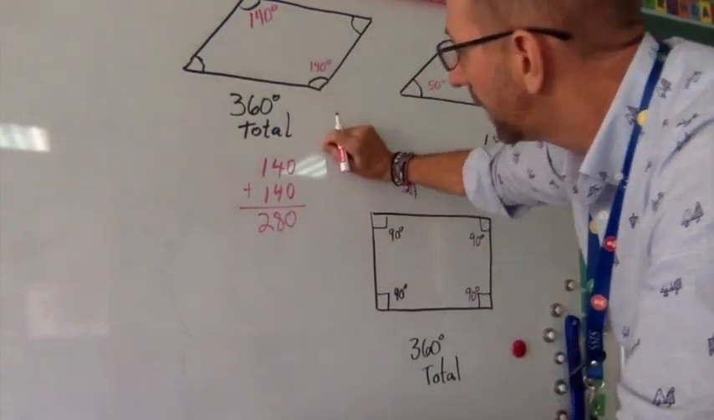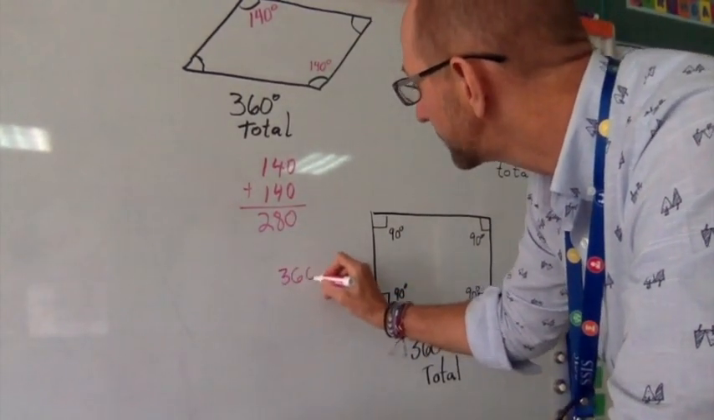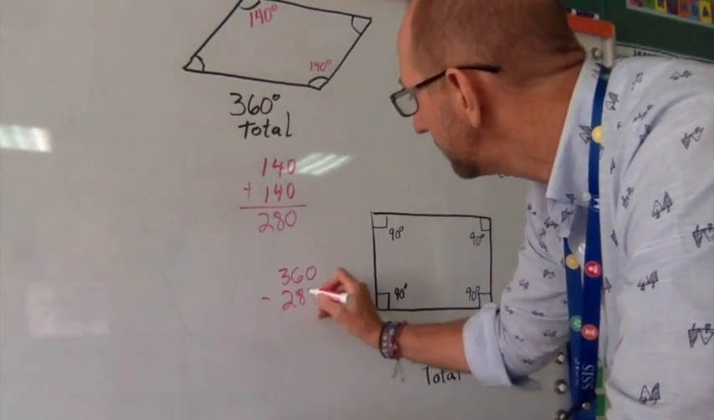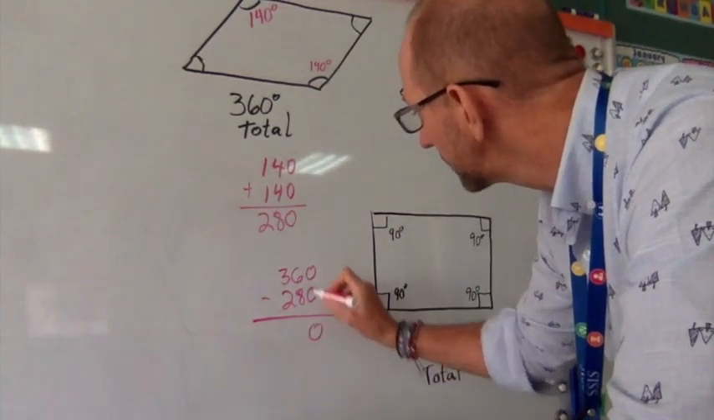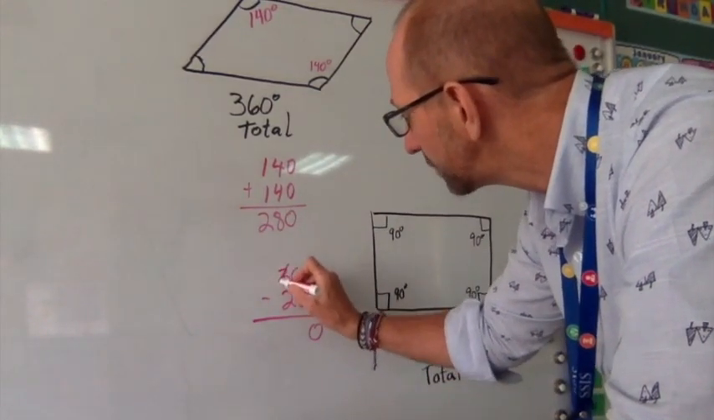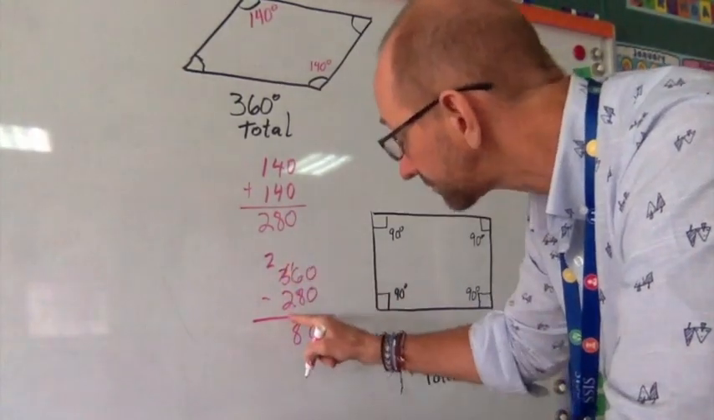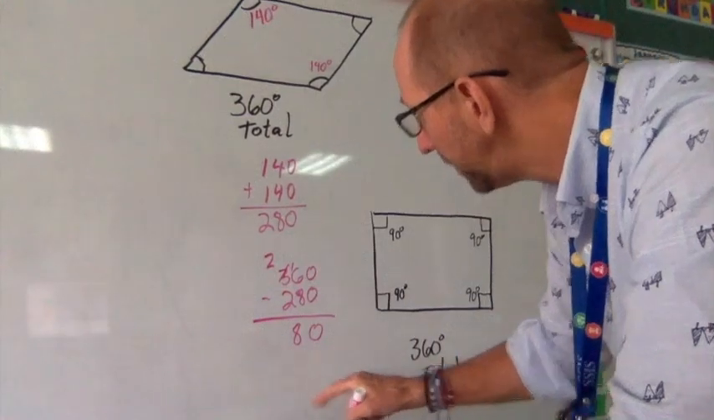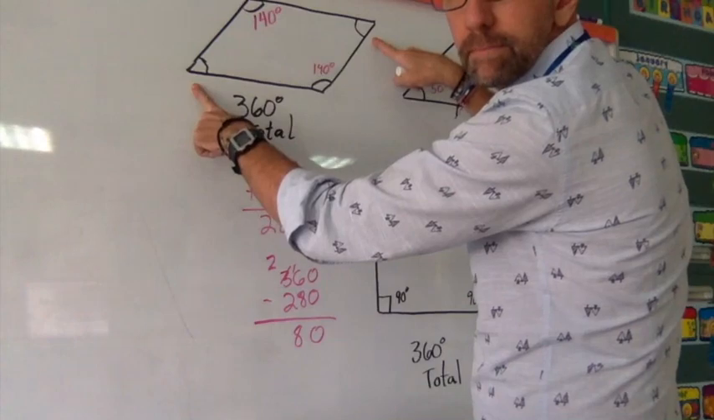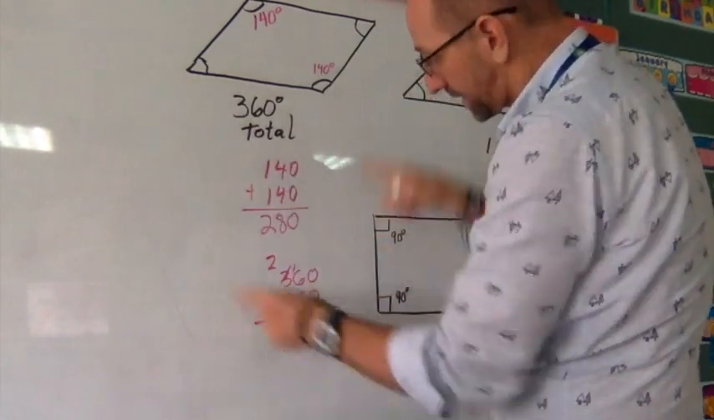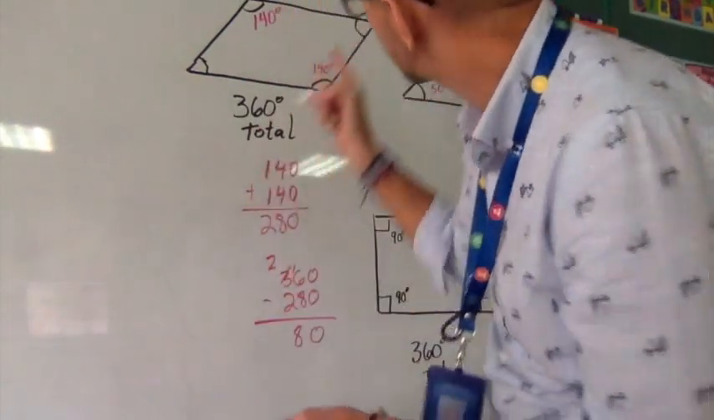Now, if I subtract that 280 away from 360, 360 minus the 280, 0 minus 0 is 0. 6 minus 8, you can't do that, so I need to regroup. 16 minus 8 is 8, and then 2 minus 2 is 0. So I know that between these two angles, it's 80 degrees. But since I have two angles, I'm going to have to cut this in half. So 80 divided into 2 is 40. So these are 40-degree angles.